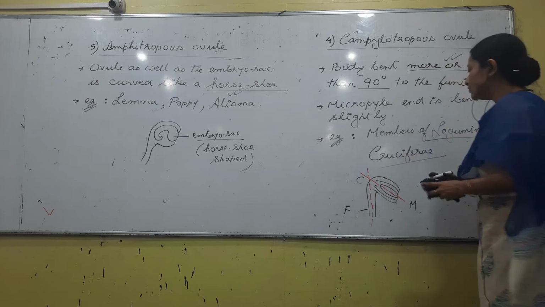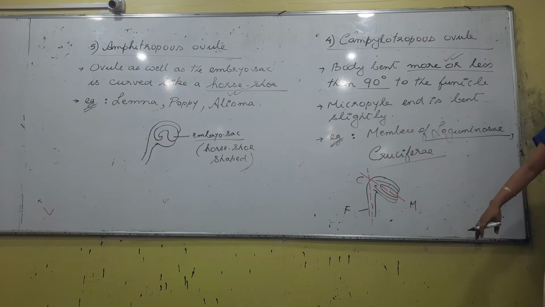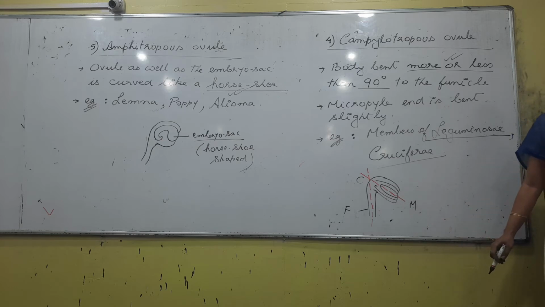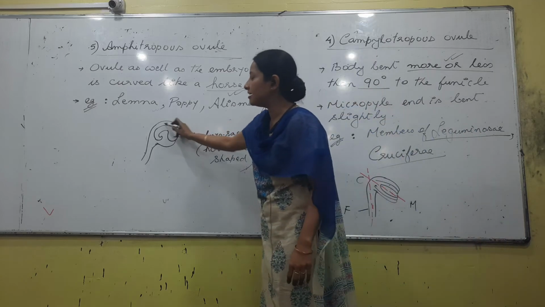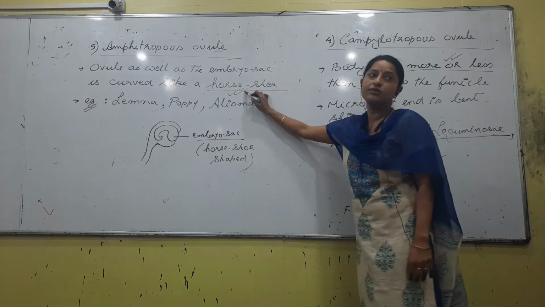If you see up till this one, we have already discussed 4 types of ovule. First, orthotropous, anatropous, hemitropous and campylotropous. In all these 4 conditions, the embryo sac is not curved. It might be slightly bent or it might be 90 degree, but it is not curved. But in this case, it is totally curved, it looks like a horseshoe. So, this is the particular word that you need to remember.